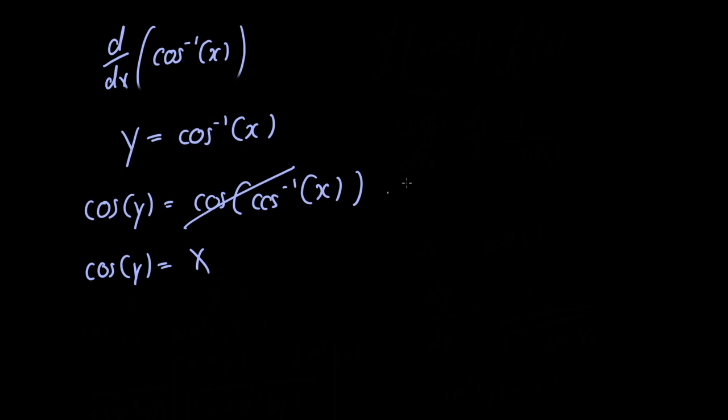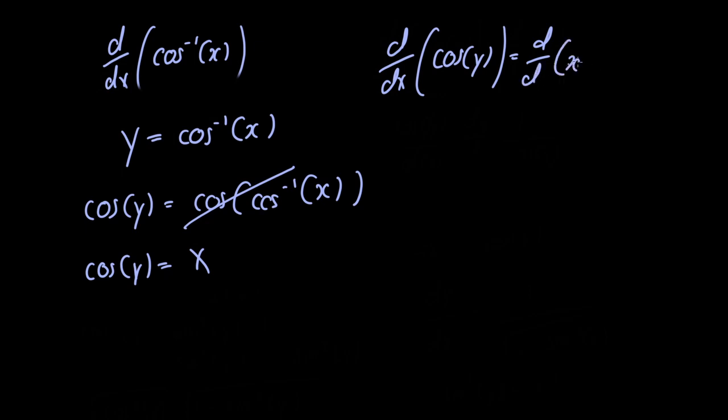At this point what we're going to want to do is differentiate both sides of this equation with respect to x, so let's just do that up here. We're going to have the derivative with respect to x of cosine of y equal to the derivative of x with respect to x. So notice here we have a function in terms of y and we want to differentiate with respect to x, so we're going to have to implicitly differentiate.